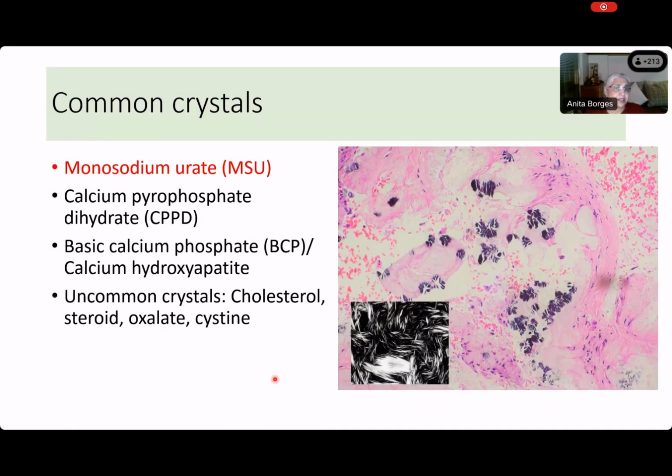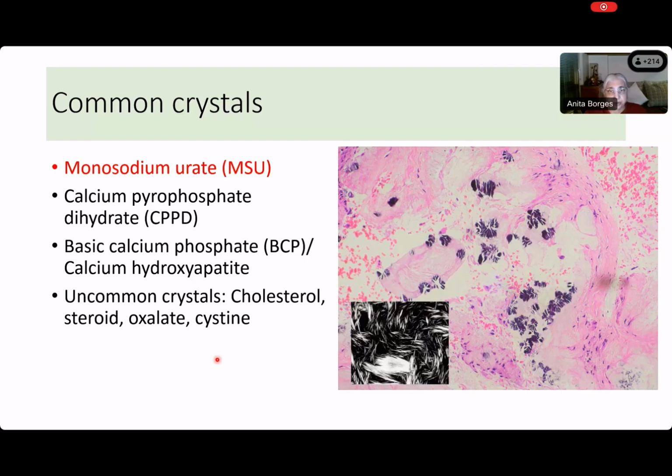All right, the next most common is calcium pyrophosphate dihydrate, which is known as CPPD, and you have the basic calcium phosphate and calcium hydroxyapatite, which can also cause a crystalline deposition, and sometimes you get cholesterol and other things around joints. All right, and you can also get charcoal-laden crystals when you get a lot of eosinophils within any lesion.